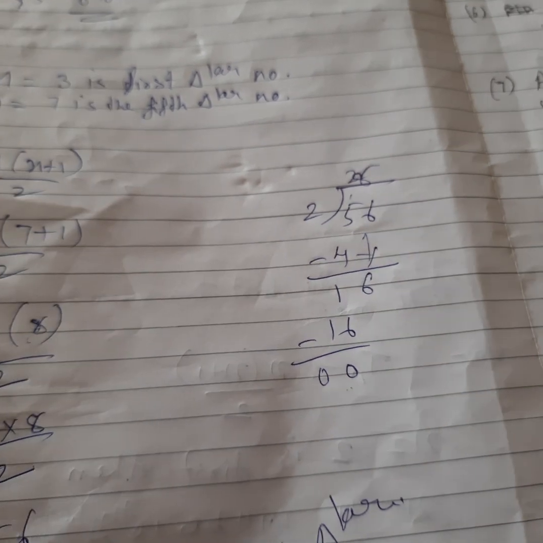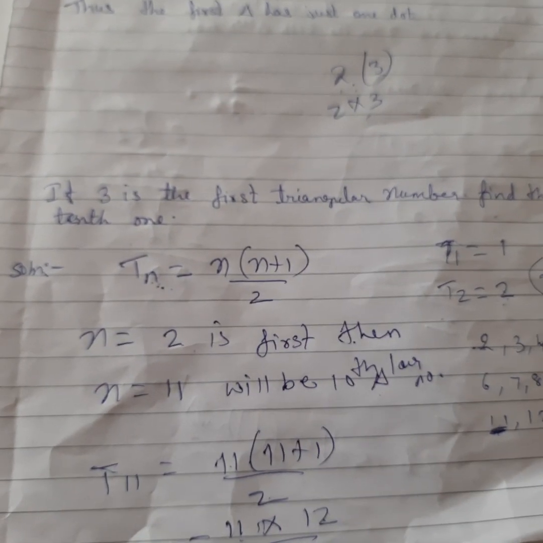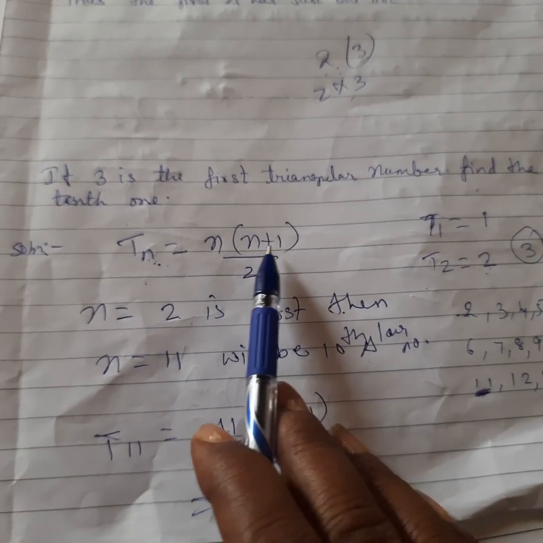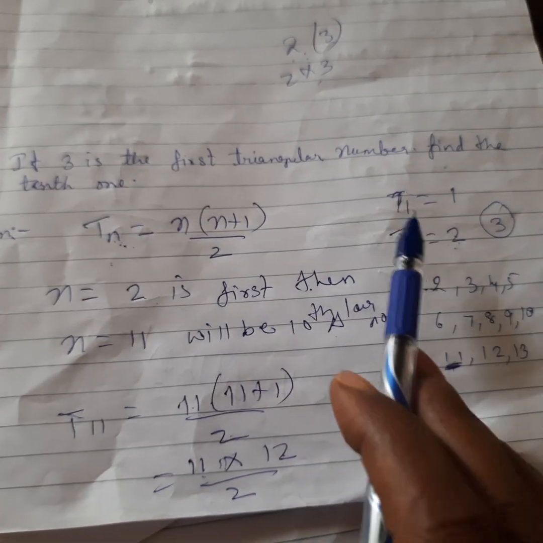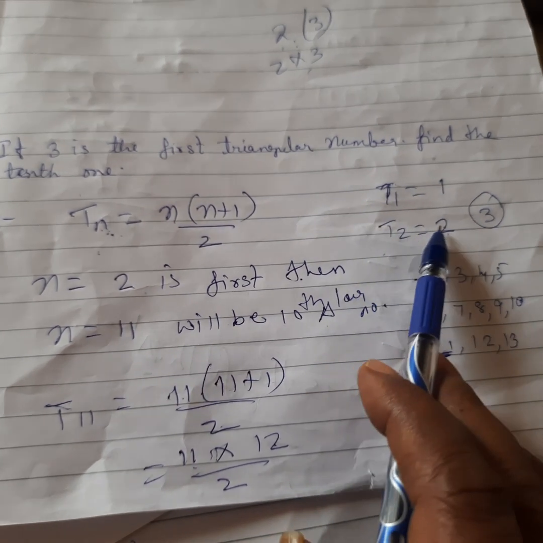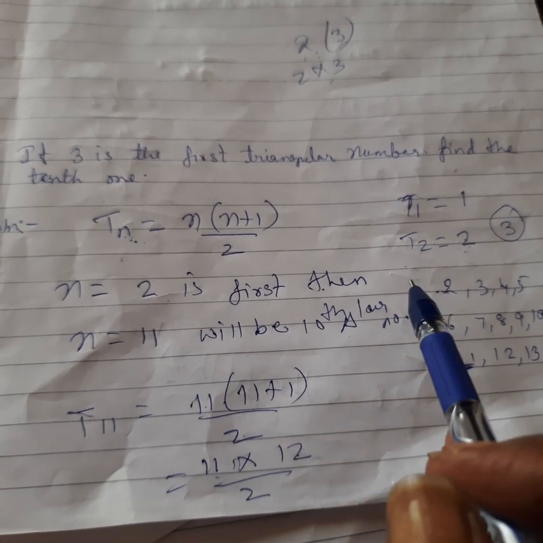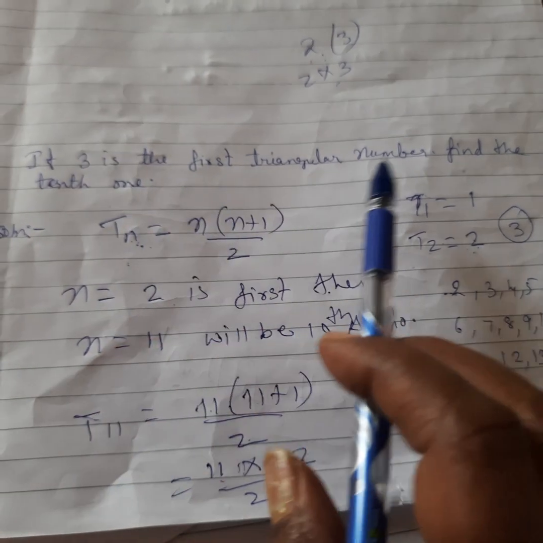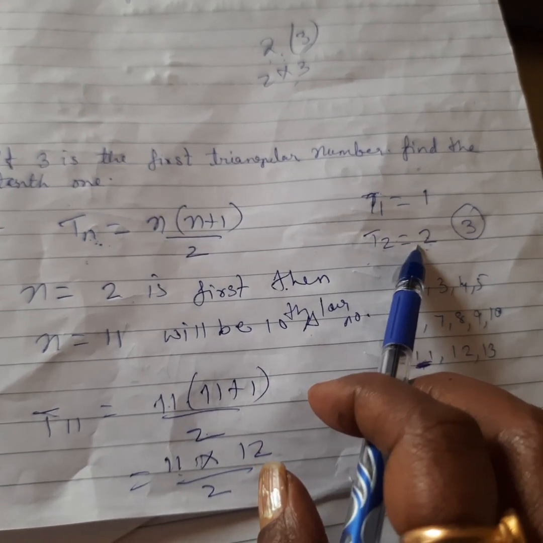Hope with this you must have understood, children. For tomorrow's exam, you're preparing well, I guess. I'll just explain to you once more. If 3 is the first triangular number, find the 10th one. So use the formula Tn is n bracket n plus 1 upon 2. If T1 is equal to 1, that means T means the number. Here they are telling that if 3 is the first triangular number, that means T1 is 3. So when do we get 3 for the first triangular number? When it is second in sequence.